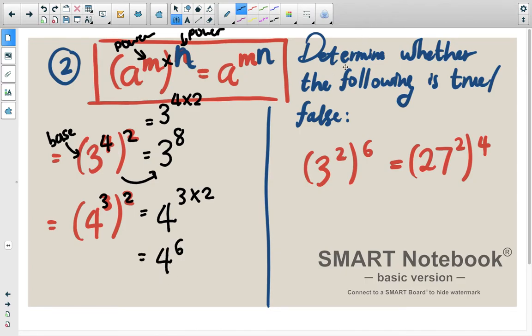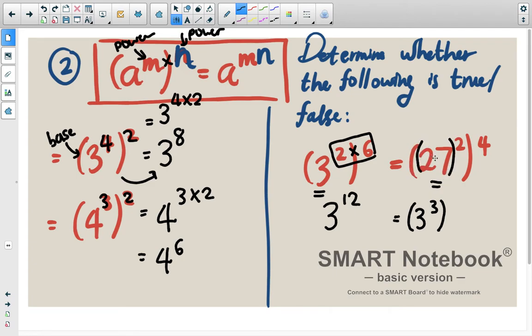Alright. Okay, so what about this soalan? Determine whether the following is true or false. Okay, so for this question, kita kena tengok sekarang these two bases are not the same. Tapi sebenarnya kita boleh samakan base dia sebab kita tahu 27 ni sebenarnya hanyalah 3 kuasa 3. Okay, so right now we have the same base. So 3 kuasa 2 bracket kuasa 6. So kita nampak ini adalah superpower kita. So both of them adalah darab. So 3 kuasa 12. Alright, so this one right here kat luar ni, macam this one, 27 is 3 kuasa 3.